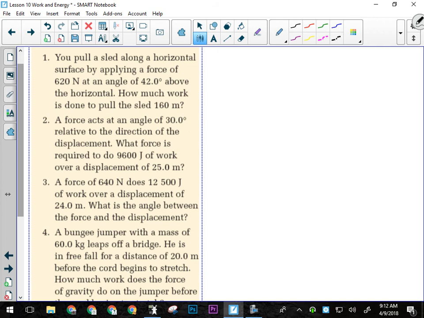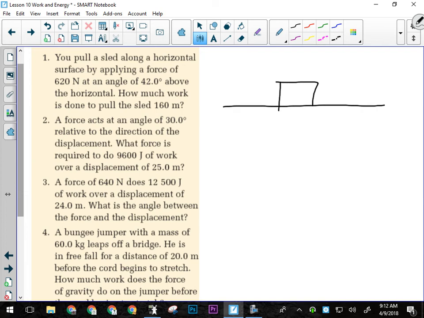So on number 1, we have a sled being pulled along a horizontal surface with a force of 620 newtons at an angle of 42 degrees above the horizontal. But it does say it's being pulled along a horizontal surface, which means it's moving horizontally. How much work is done to pull the sled 160 meters? We're told that the distance is 160 meters.